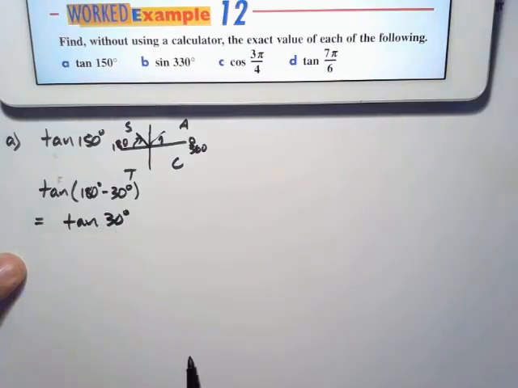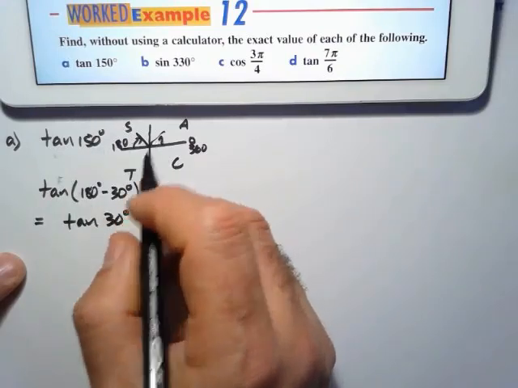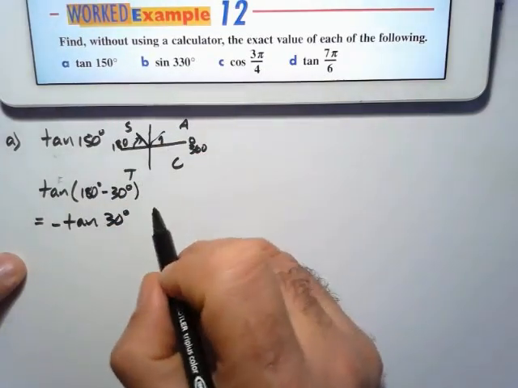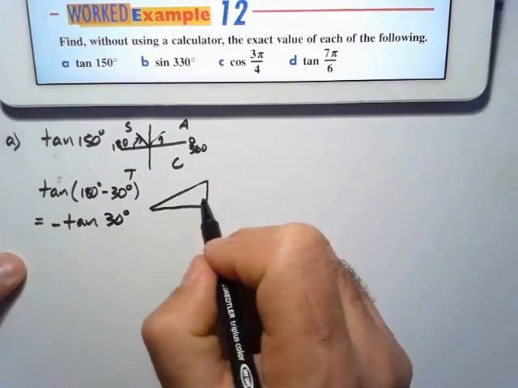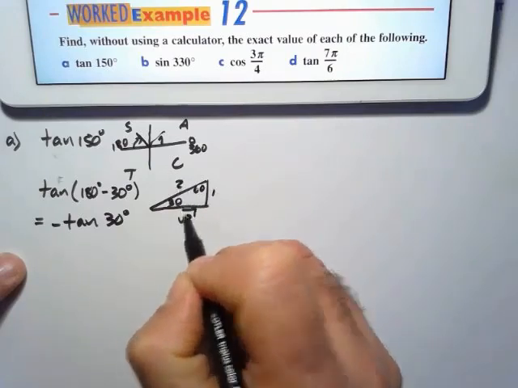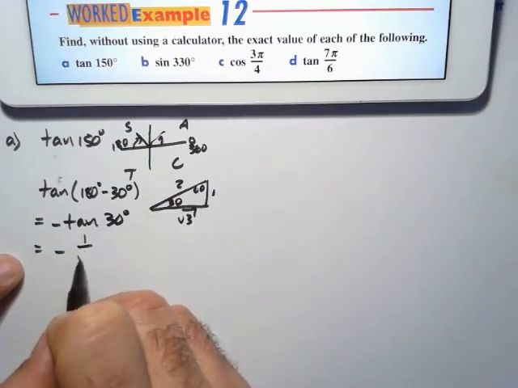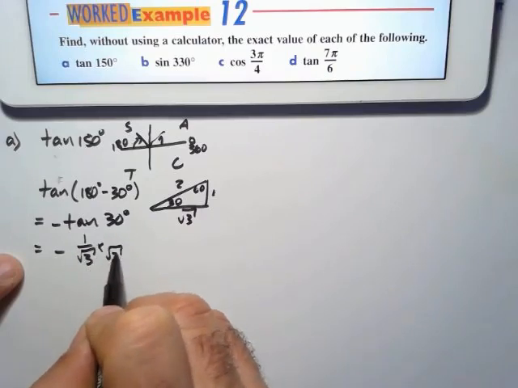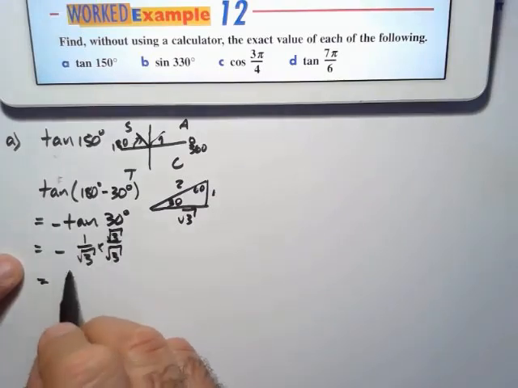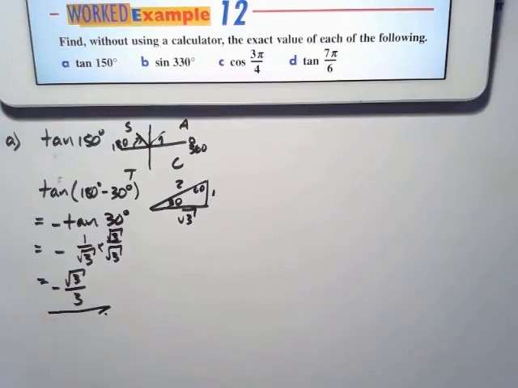The only difference is the sign. And in my second quadrant, tan is negative because it's only positive in the third and the first. So it will be minus the tan of 30. So you have to have the cast diagram. Now you have to have a 30-60 degree triangle. This is 30, this is 60, this is 1, 2, square root 3. And I'm going to say negative. The tan is opposite over adjacent, 1 over square root 3. Multiply by square root 3 over square root 3 to rationalize the denominator. 1 times square root 3 is square root 3. Square root 3 times square root 3 is 3. So it's negative square root 3 over 3.